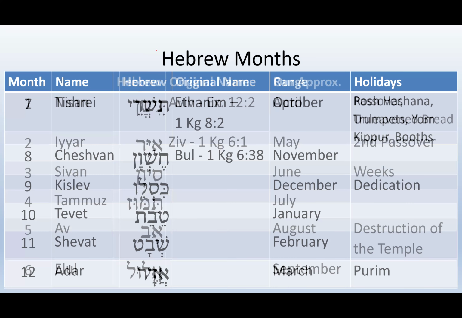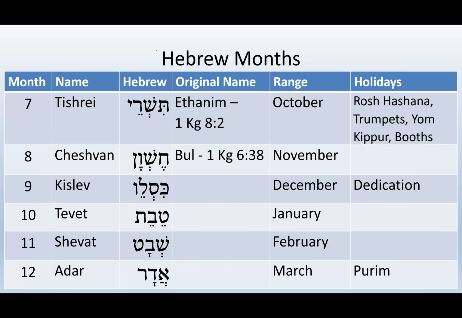So that's the first six. And for the last six, we see another one. Tishrei is called Ethanim in 1 Kings 8:2. And then Cheshvan is called Bul in 1 Kings 6:38. The rest of them are either not named or only referred to by number, but they don't have a different name. So those are the Hebrew months, the Hebrew calendar. That's why they're different: they adopted the Babylonian calendar while they stayed in Babylon.